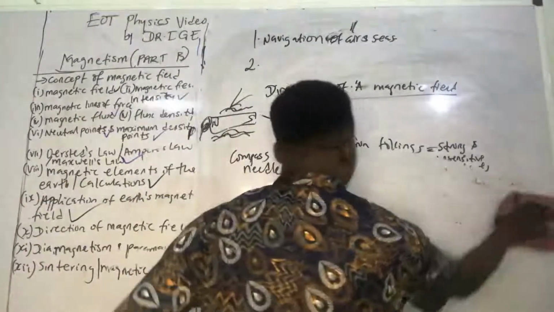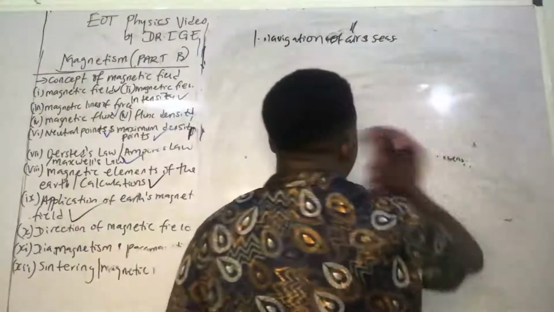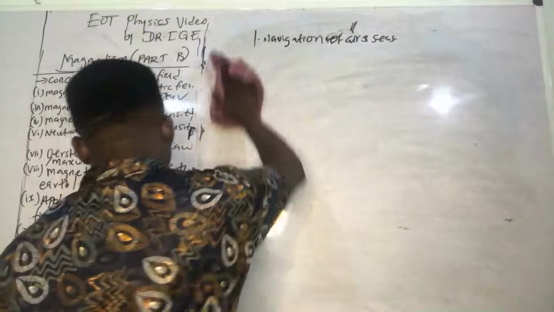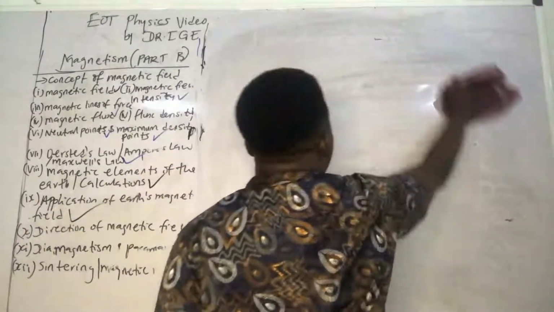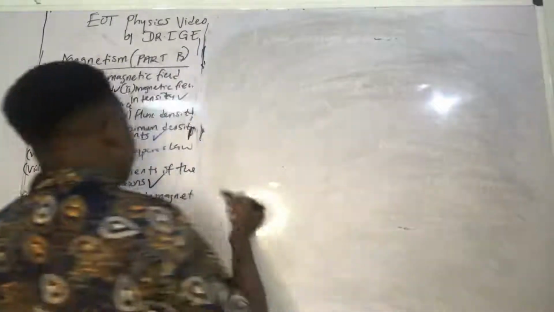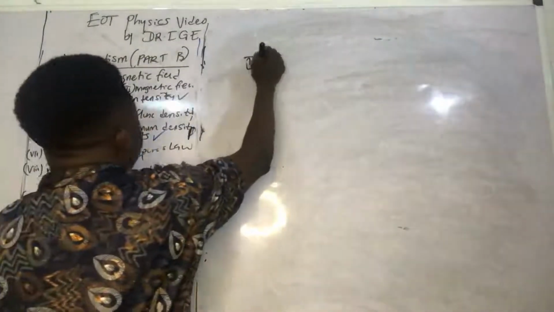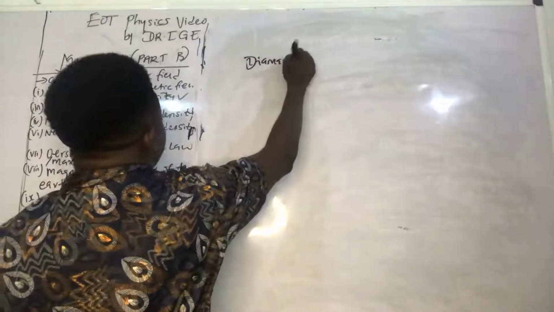So let's go to the second to the last thing on this list. Let's talk about diamagnetism and paramagnetism and even ferromagnetism. Ferromagnetism is not specific to chemistry. Let's talk about the magnetic materials.